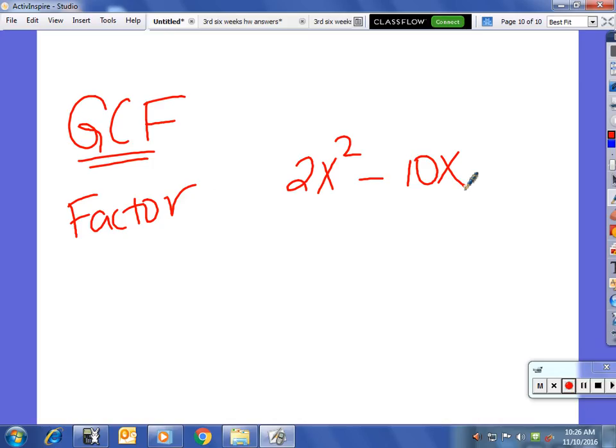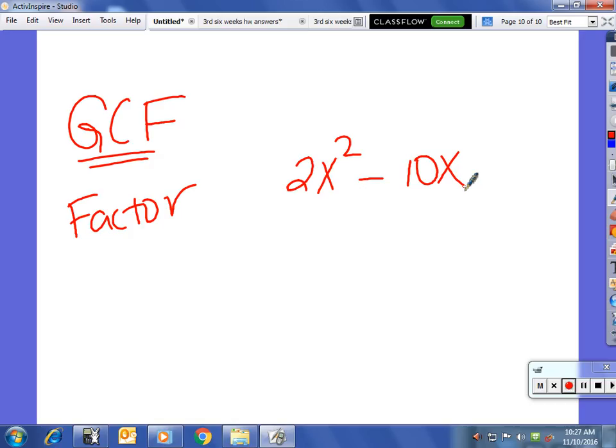The c. This has an a value of 2, right? What's the b value? No. Negative 10 is the b value. And there's no c value. The c value is like a 0. The only way you can factor this problem right here is to take out a GCF.